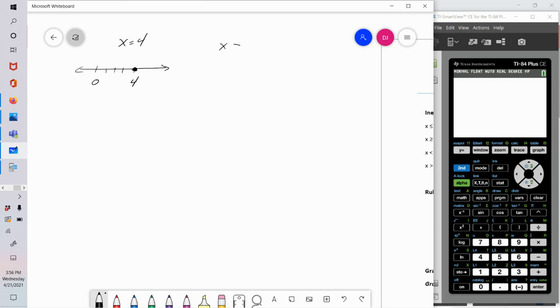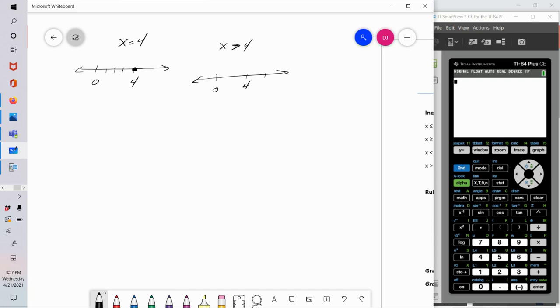If we're going to graph x is greater than 4, again, we have our 0 and we have our 4, which are really the only numbers that are essential to label here, to index on our number line. Notice that we are only wanting to have numbers greater than 4. We don't want to include the 4. If I put a closed circle on the 4, that's going to indicate that I'm including the 4, but I don't want to include 4. I want only numbers bigger than 4.